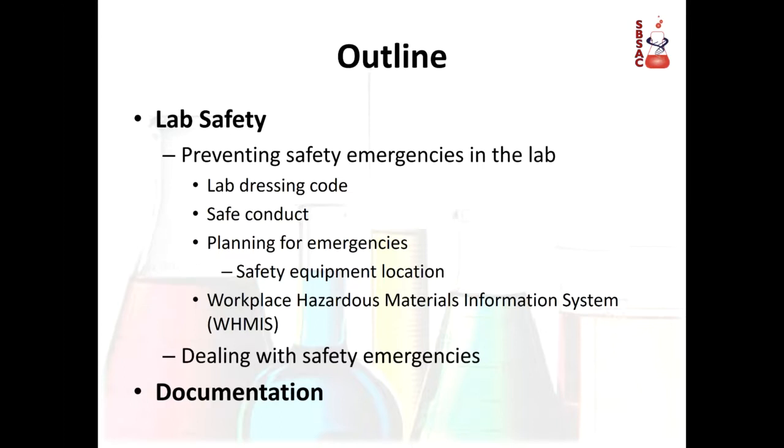And then we'll talk a little bit about how WHMIS, the Workplace Hazardous Materials Information System, allows you to prevent some accidents by knowing in advance the type of material you're working with. Then we'll talk about how you would deal with an actual emergency in a lab. And finally, we'll talk about the documentation, the standards to properly record the experiments that you do in the lab.